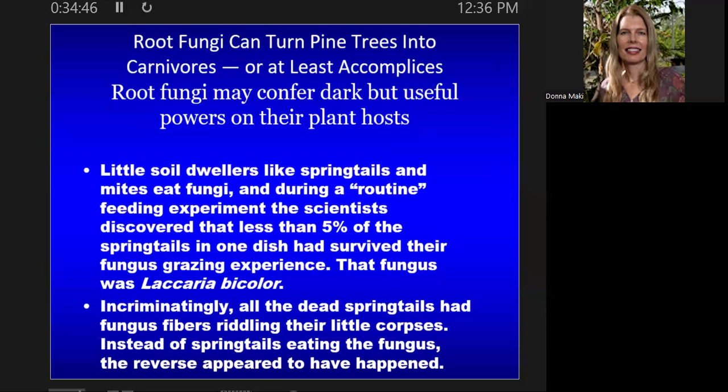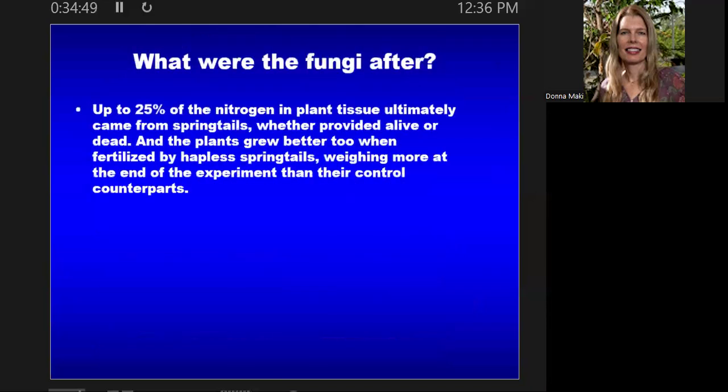And so they went, what? That's not supposed to happen. And so what they were discovering is insects, their exoskeleton has a lot of nitrogen. That's a really rich source of nitrogen. So 25% of the nitrogen showing up in the plant tissue that the fungus was hanging out with was from the springtails. So the fungus was attacking the springtails, killing them, eating them, taking up their nitrogen and giving it to the tree. And they could track that flow of nitrogen from the dead insect to the fungus to the tree. And so the plants grew better when fertilized by the hapless springtails.